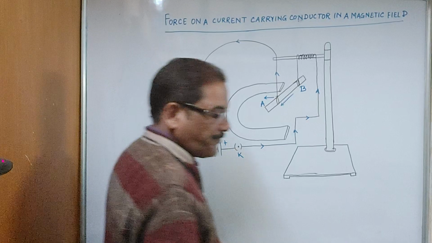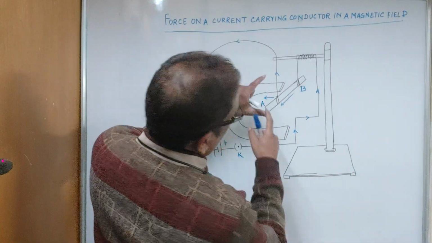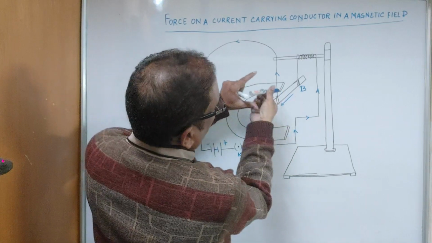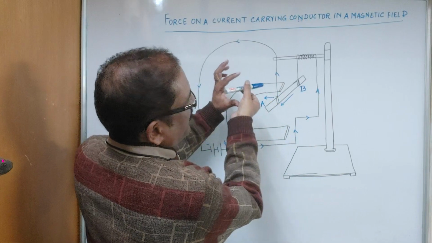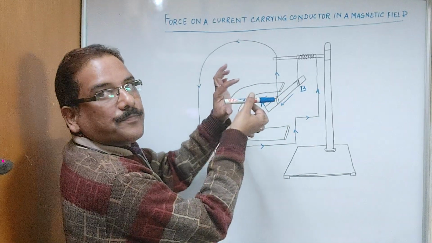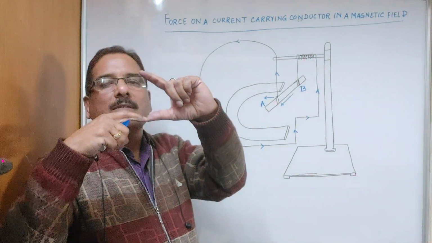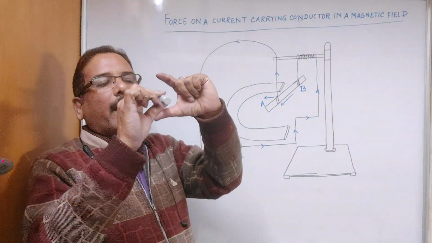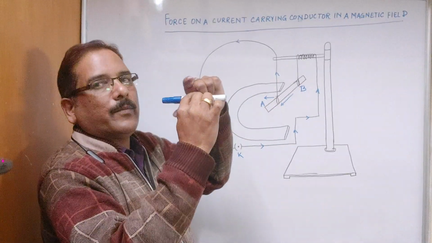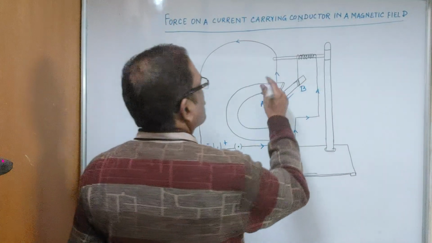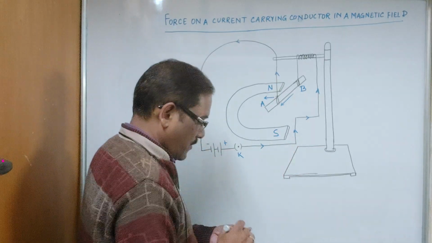Then we have taken a horseshoe magnet. Suppose these are the poles of the horseshoe magnet, and the aluminium rod is in between the poles like this. These are the two poles, north pole and south pole of a horseshoe magnet, and we have placed the aluminium rod in between the poles. Suppose this is the north and this is the south pole.